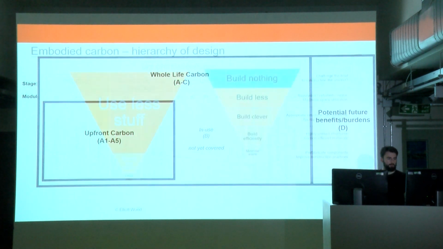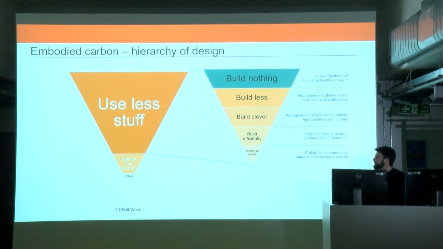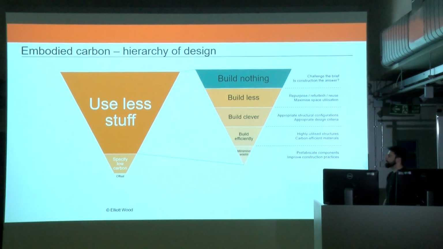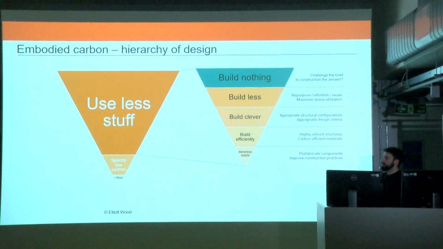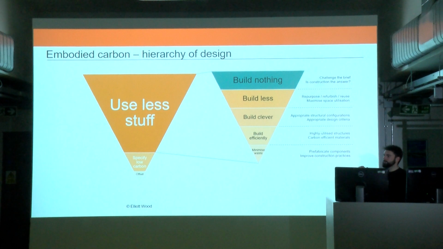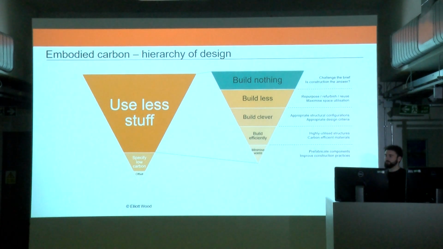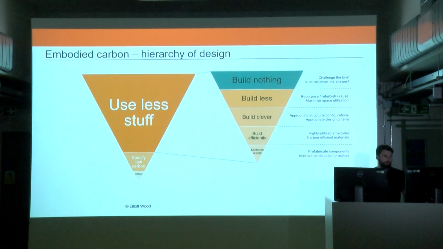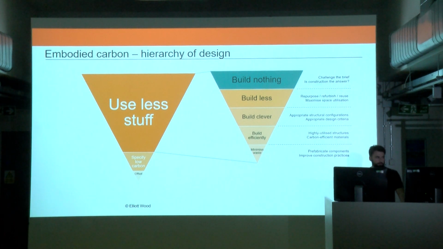And there we go. This has been put together as sort of a hierarchy of how to reduce the embodied carbon of your building. Obviously, the big step is use less stuff. And first off is build nothing. Don't do any changes to your building because you don't expend any carbon with that. Secondly, build less, build clever, build efficiently, and minimize waste.